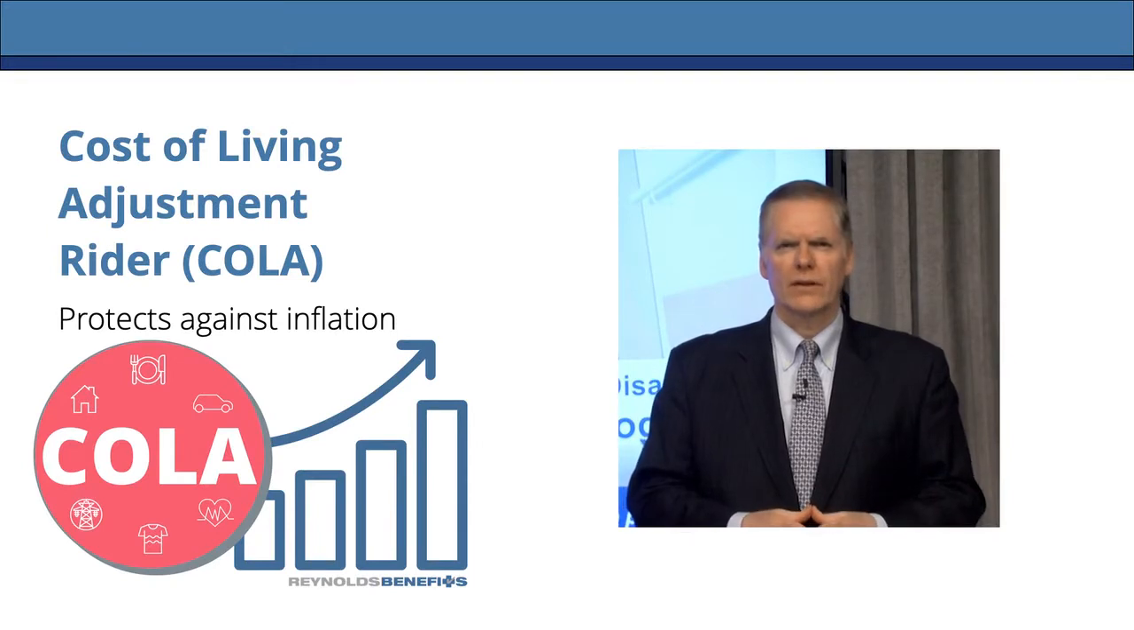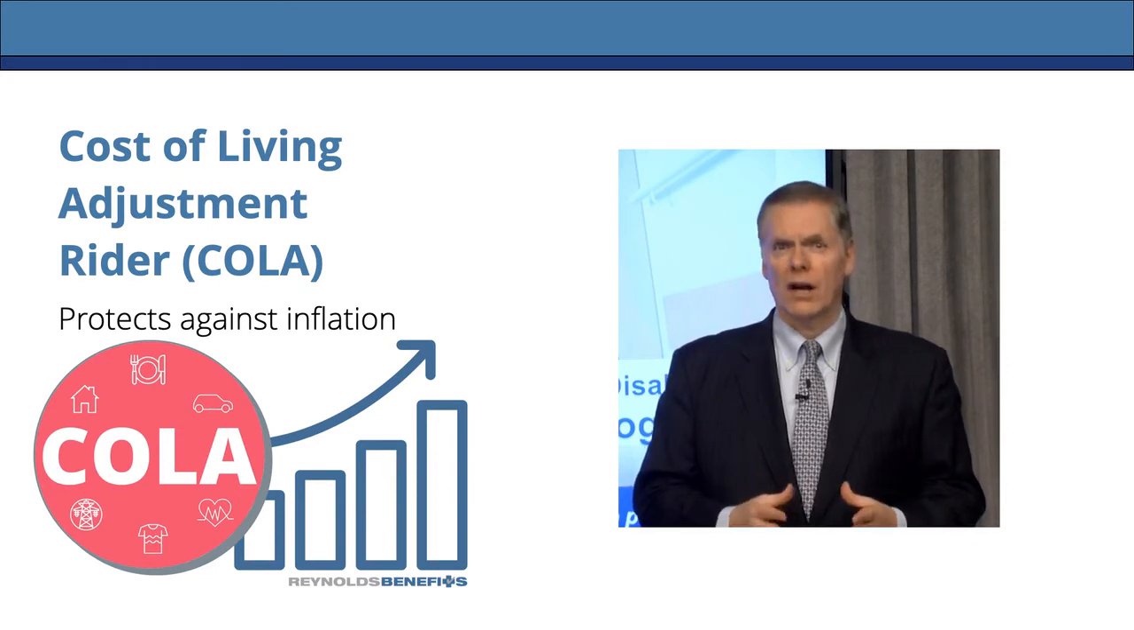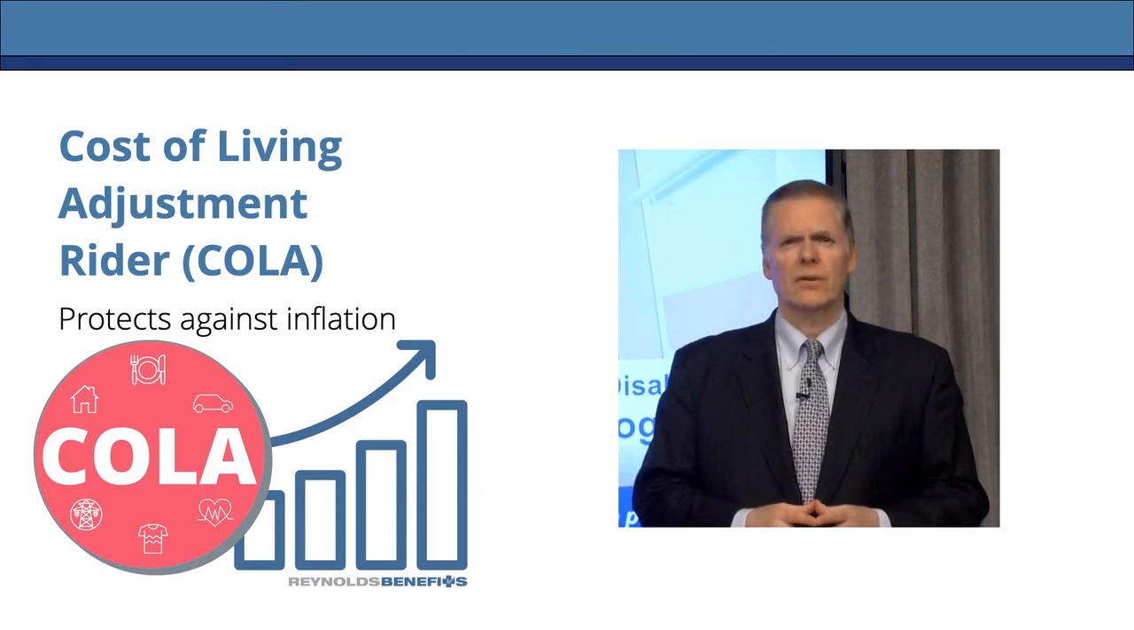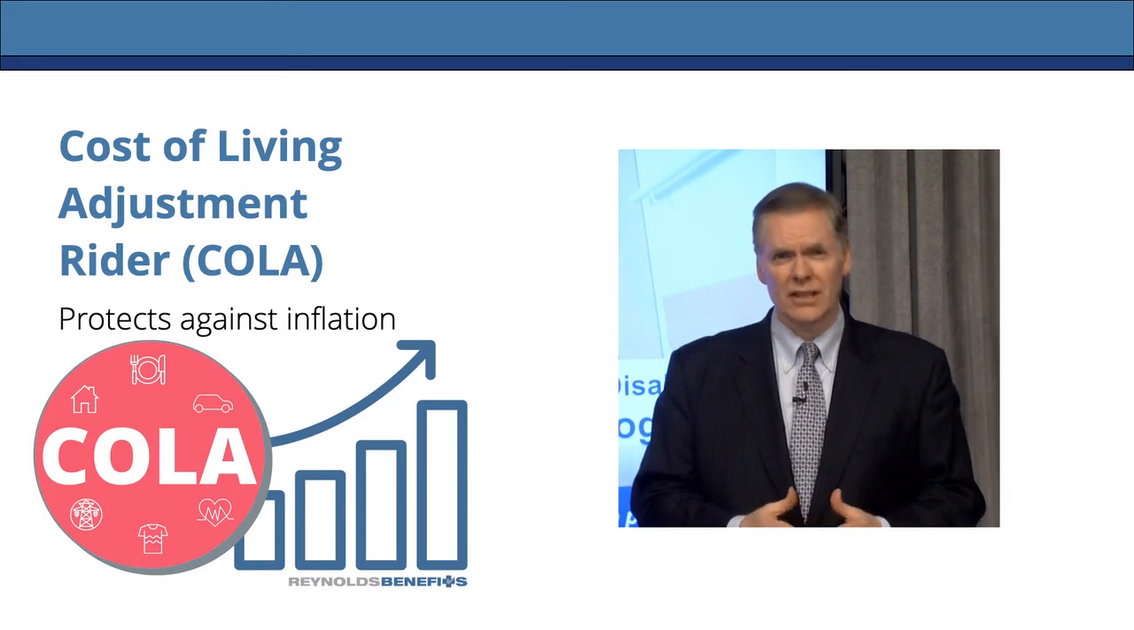So let's start with the most common provision we see added in proposals, the cost of living adjustment rider. What does the cost of living rider mean? Its purpose is to protect you from inflation while you are out on a claim. What do we mean by inflation? Inflation refers to the increased costs of food, shelter, clothing, and utilities, etc.